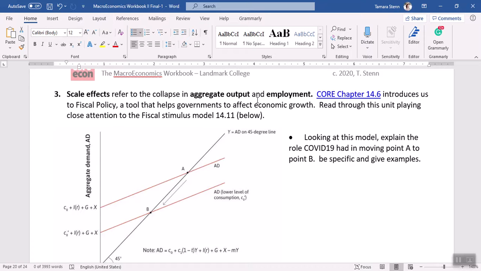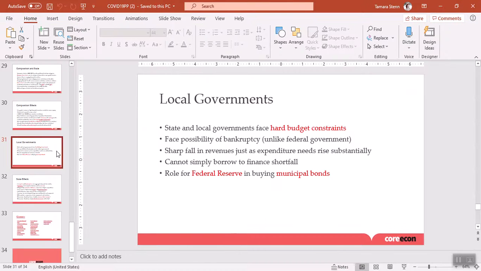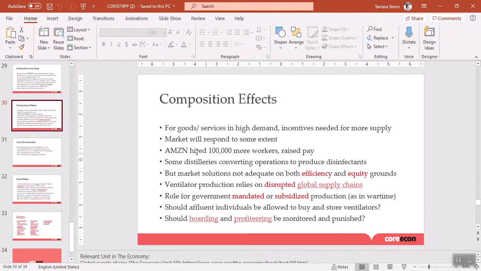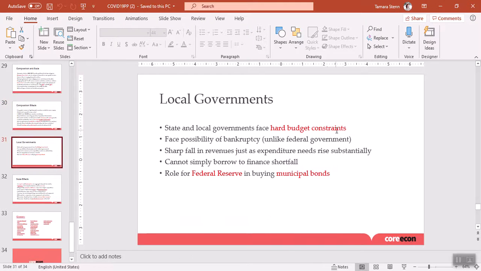Okay, so read through this unit and pay really close attention to the fiscal stimulus model, and we're going to be going into this in a little more detail. Okay, so we're going to core chapter 14.6, and before we go there, we're just going to go quick to our PowerPoint. We left off, we did slide 30, the composition effects. Now we're in slide 31, local government. So just to kind of throw this in there.